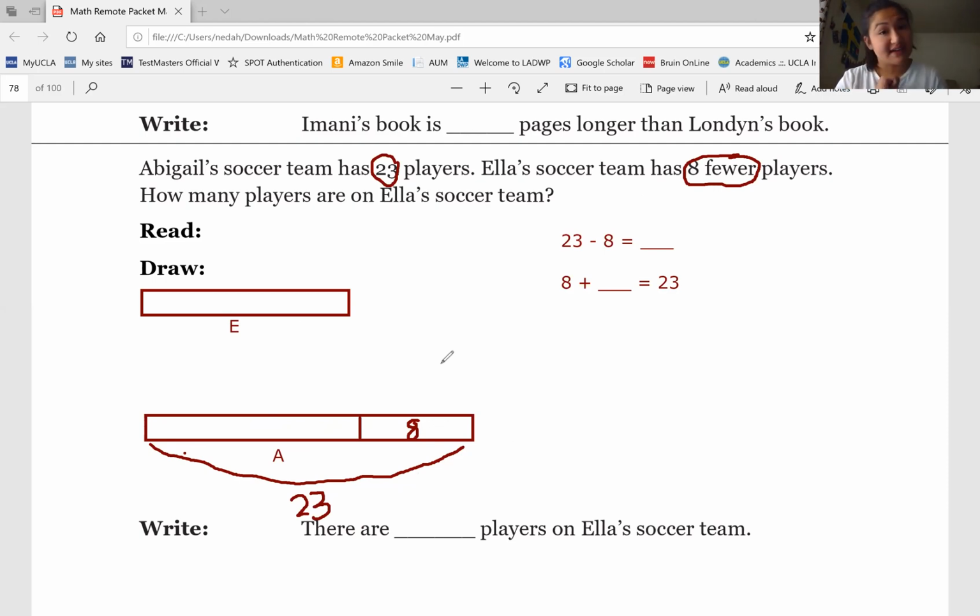This one's tricky, so you gotta stay with me. 23, 22, 21, 20, 19, 18, 17, 16, 15. We counted down 8 times and we landed at 15. That means that this part of Abigail's tape is equal to 15. And that means that Ella's tape is also equal to 15.